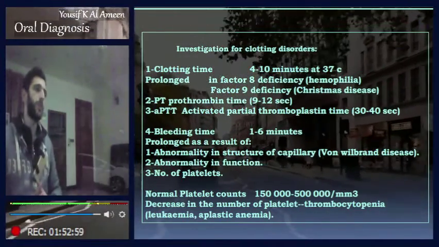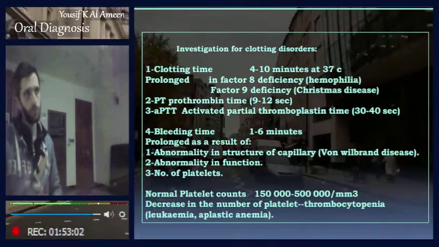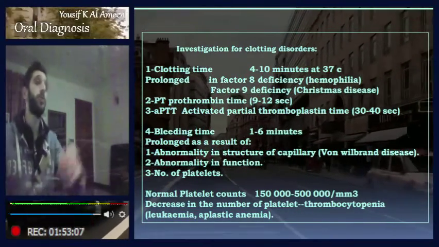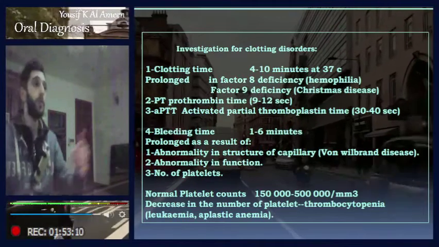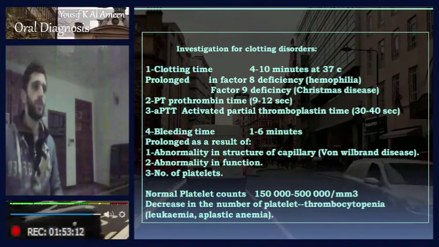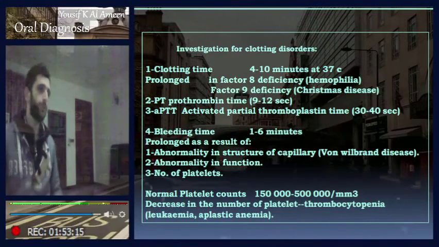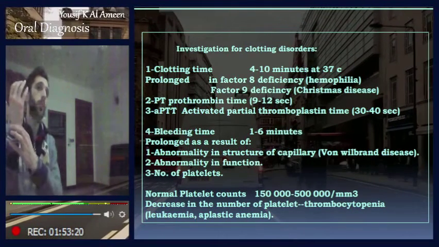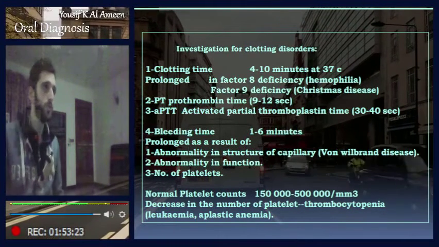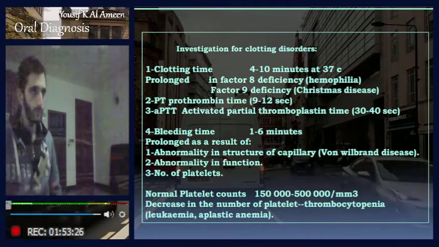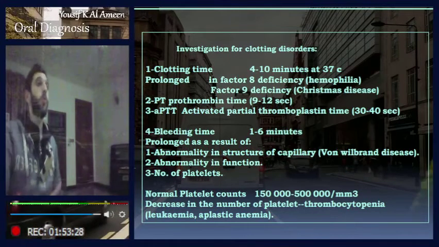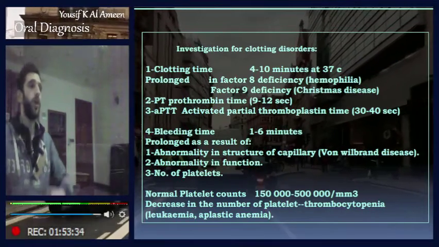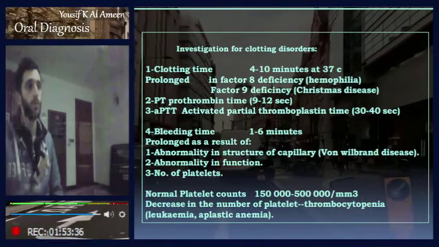PT, prothrombin time, is 9 to 12 seconds. APTT, activated partial thromboplastin time, is 30 to 40 seconds. Bleeding time is 1 to 6 minutes. It is prolonged as a result of abnormality in structural capillary, von Willebrand disease, or abnormal function. The number of platelets also affects the bleeding time. Platelet count is 150,000 to 500,000 per cubic millimeter.